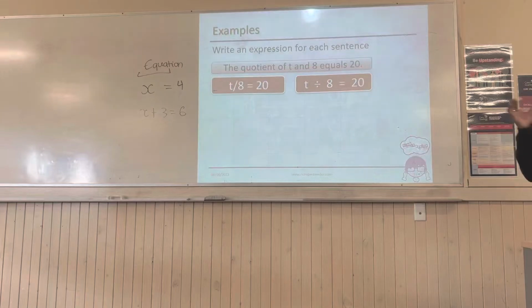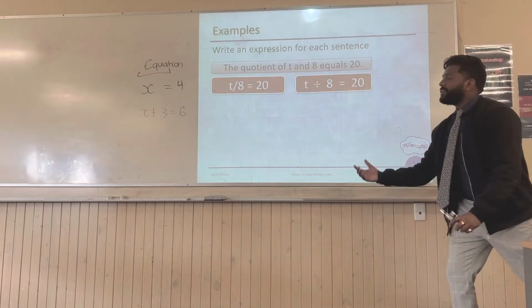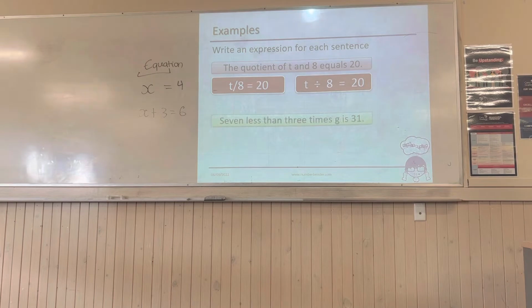And that's basically the equation. What we're going to do is try and solve for t. 7 less than 3 times g is 31. Okay, that's written like this. 7 less than 3 times g.